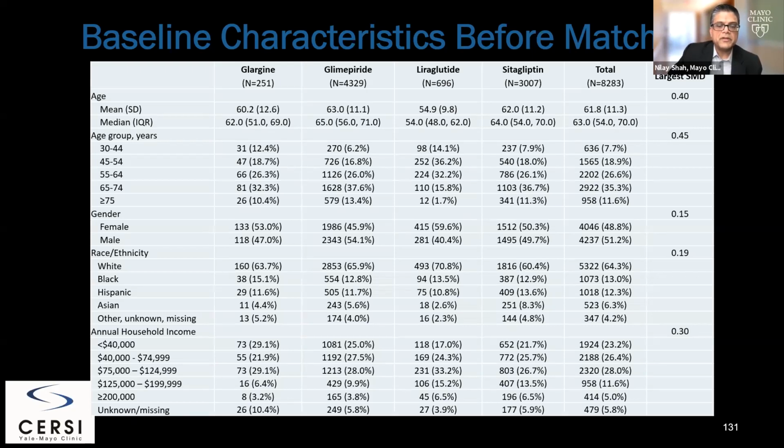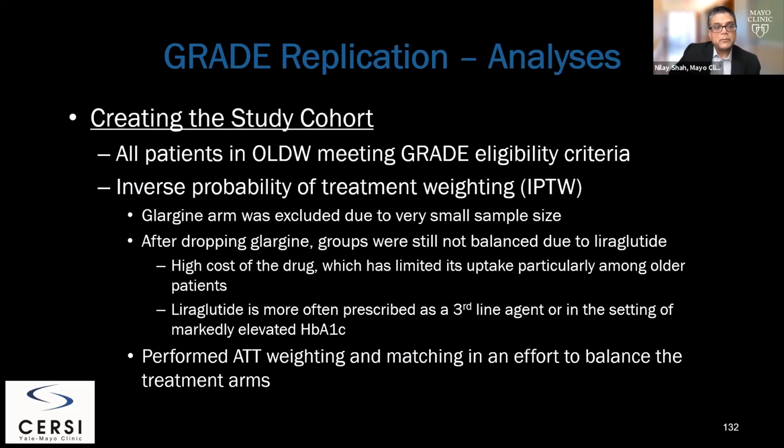So again, the difference here between what real world practice does versus what the clinical trial specified becomes quite different. And so what we ended up doing is dropping the glargine arm due to the small sample size. And even after dropping the glargine arm, the groups were still not balanced due to the liraglutide group being still relatively small, partially potentially driven by the cost of the drug, as well as oftentimes it's prescribed as a 3rd-line agent and not a 2nd-line agent.